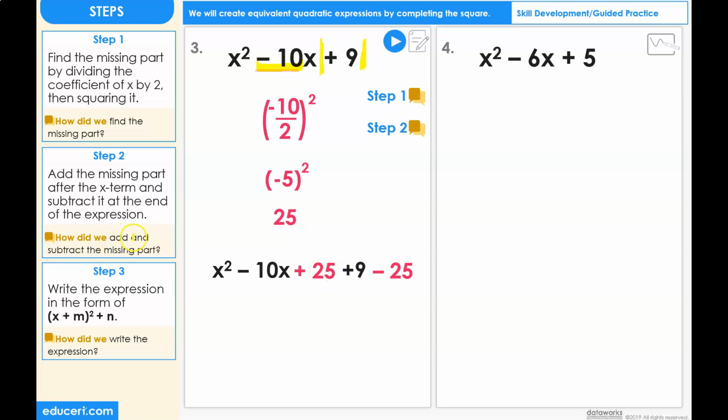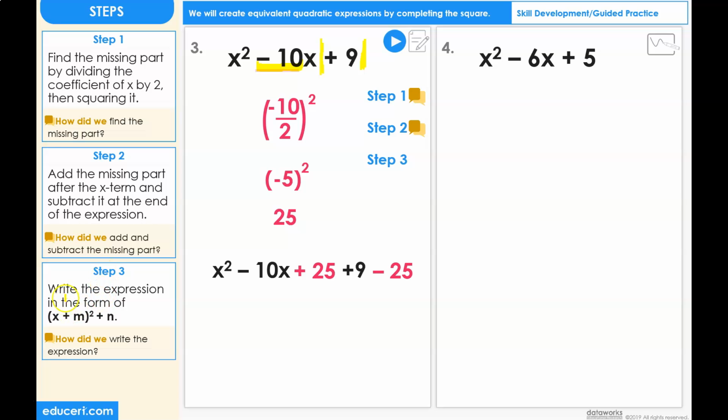How did we add and subtract the missing part? To include the missing part 25 that will allow us to complete the square, we added 25 but also subtracted 25 to keep the expression equivalent to our original.